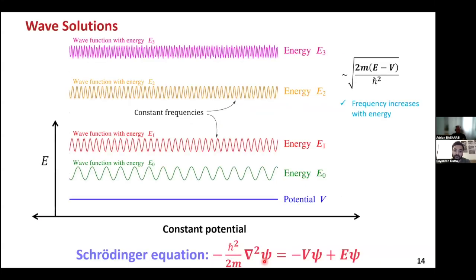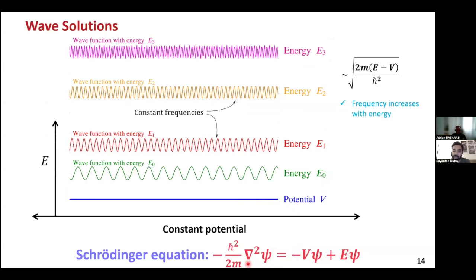Now let's take a particular example. This is one example of the wave solution where I solved the Schrodinger equation. I solved it for different energy values, E0 to E3, going from low energy to high energy. And here V is the potential, which is constant.